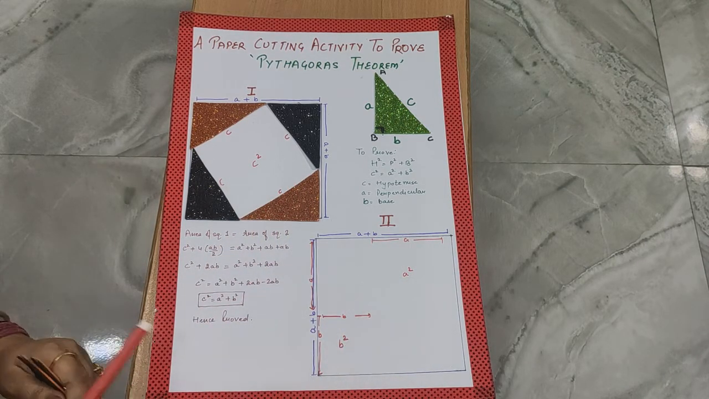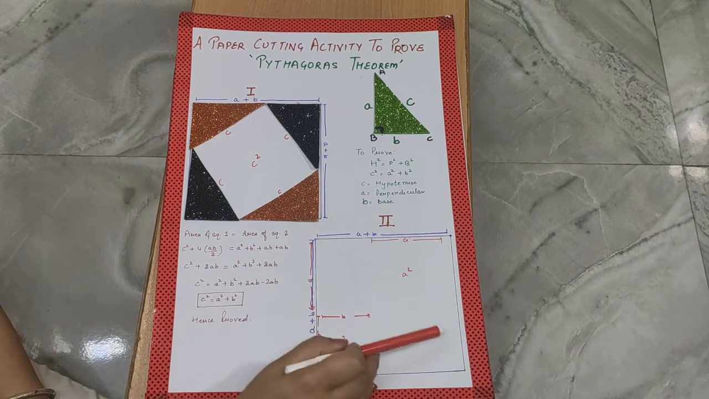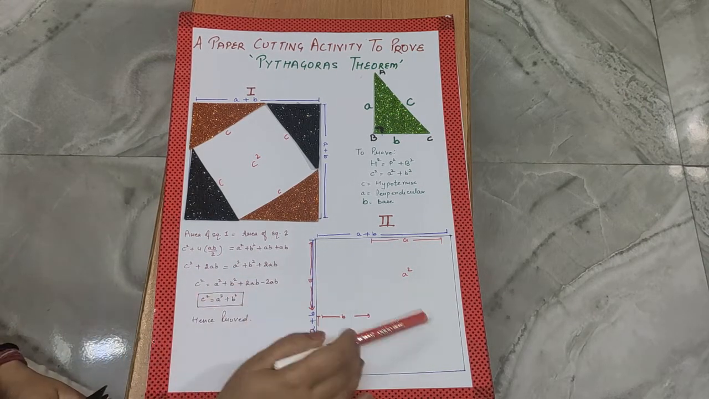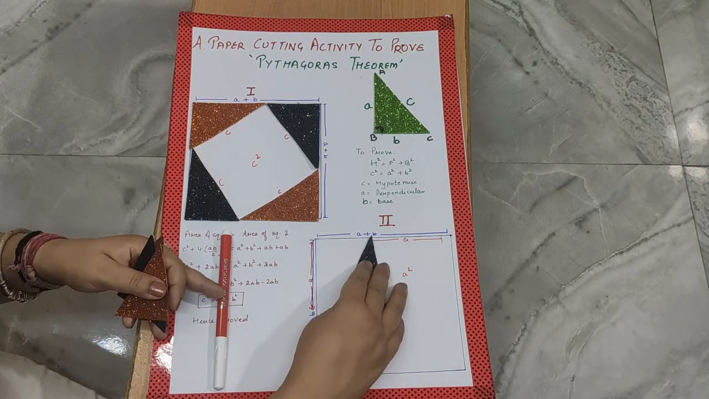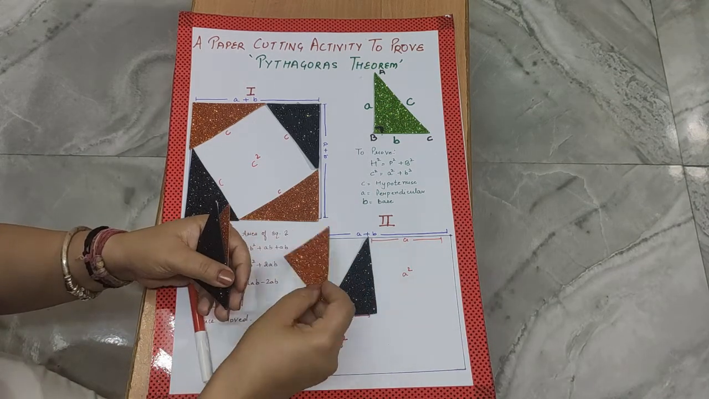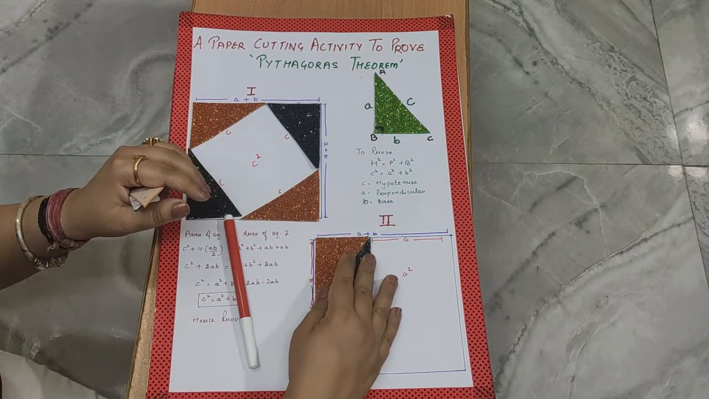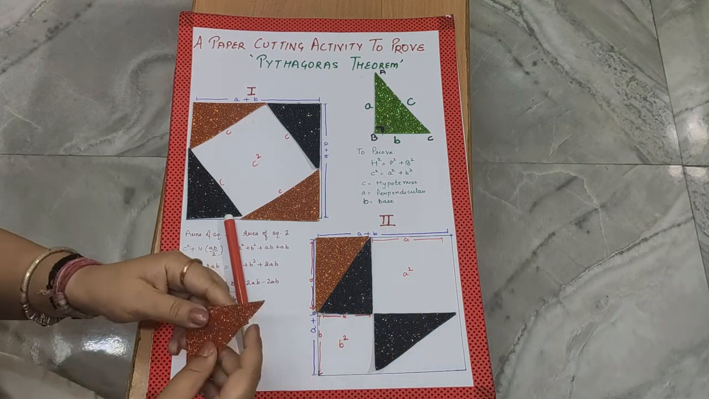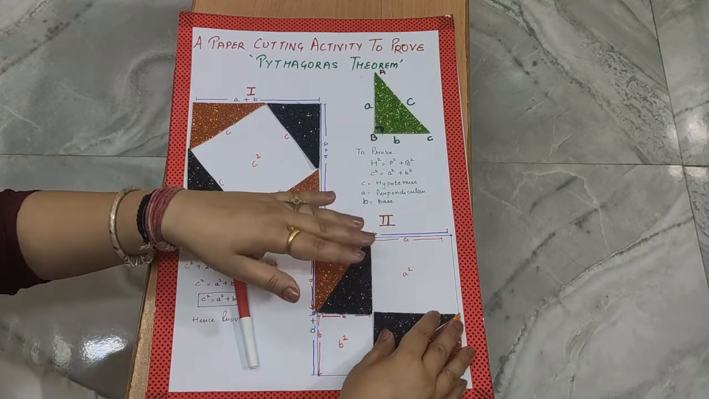Now let's move on to the second square. Here I will be making rectangles with these two triangles on the two opposite corners of the square. So any two corners you can choose. I am choosing these two corners. So I will be arranging the triangles in this way. First triangle and second triangle. Here is our one rectangle. And on the second corner again, we will be making the second rectangle with the help of these triangles.